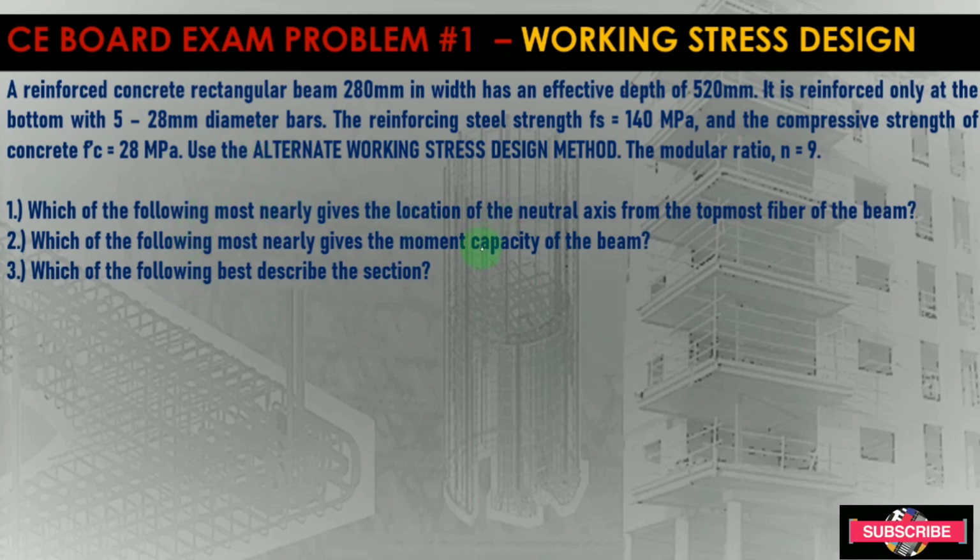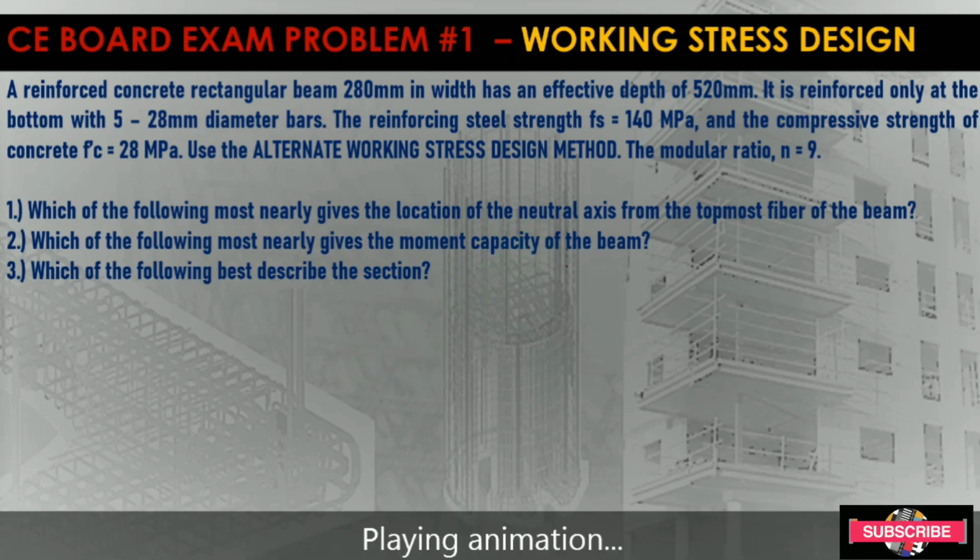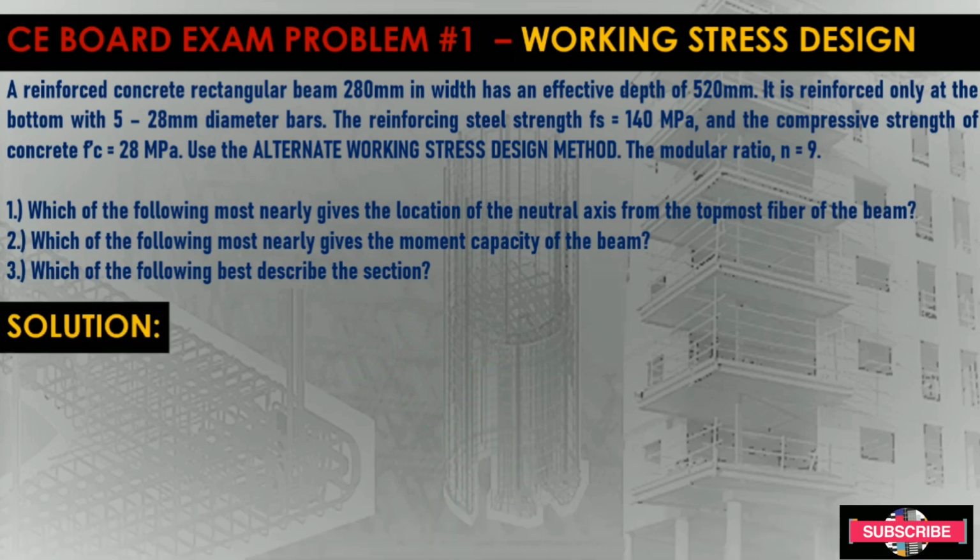For the purpose of this video, we only need to determine the exact value of the location of the neutral axis from the topmost fiber of the beam. Afterwards, we are going to calculate the exact moment capacity of the beam. And third, we have to describe the section based on the moment capacity of the beam with respect to the concrete and the steel section. Okay? So, proceeding with this, we have this approach.